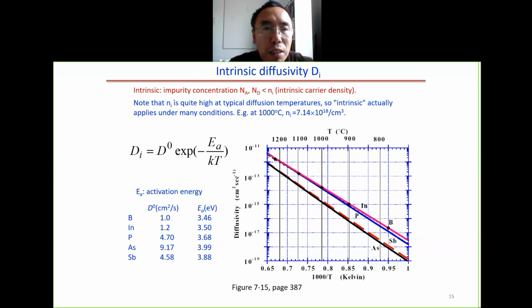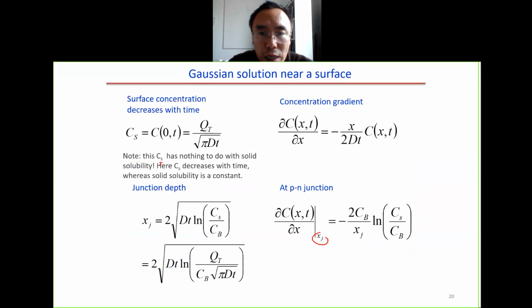So far we have seen that we need to be intrinsic. That means the dopant concentration should be smaller than the intrinsic concentration. This is typically the case because at high temperature ni is a pretty high value. Normally Na and Nd satisfy this, so this condition is normally satisfied. Otherwise, if this condition is not satisfied, then we have to consider this.